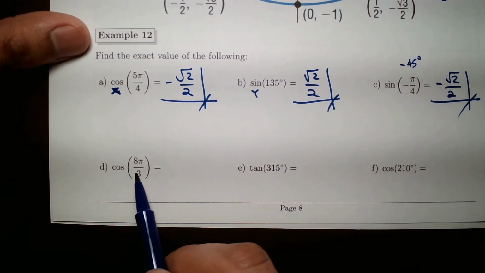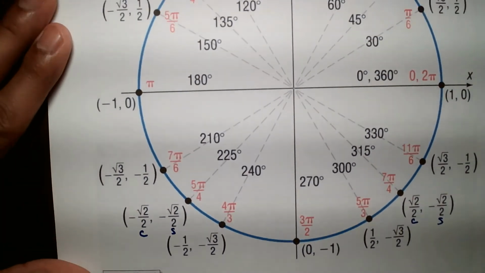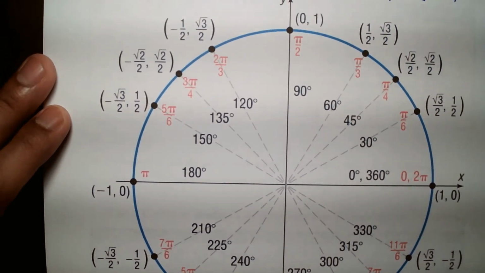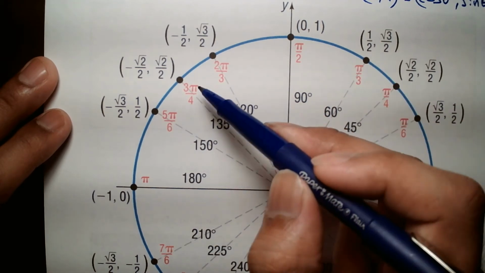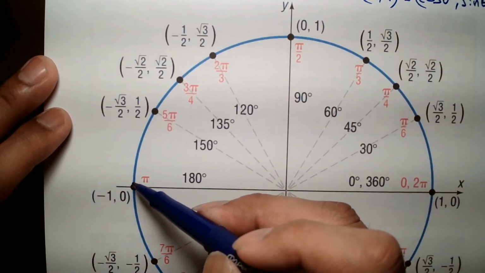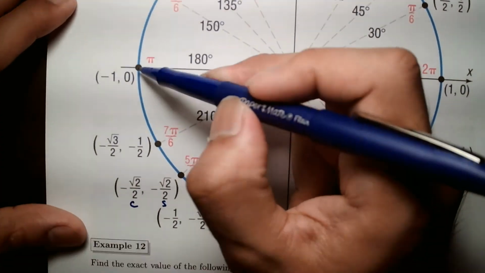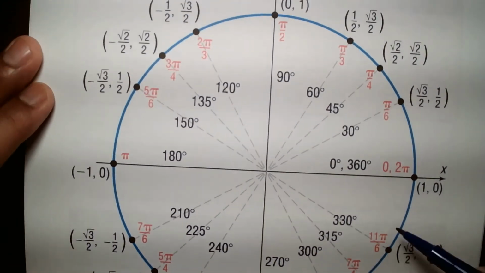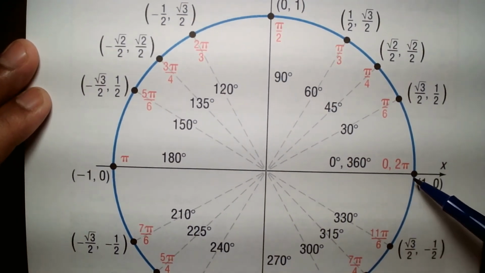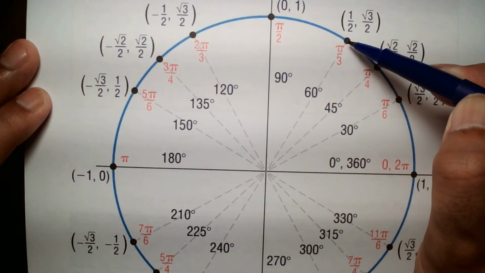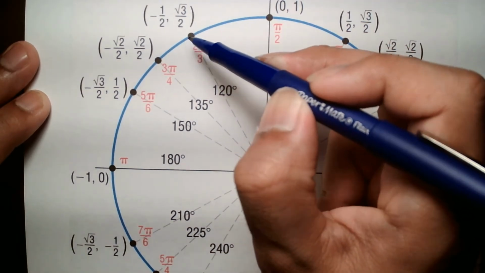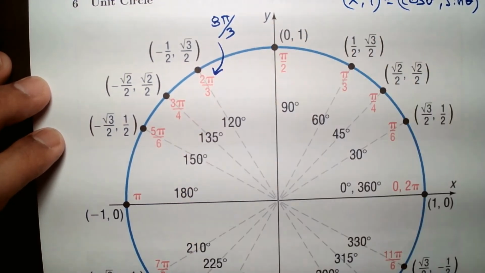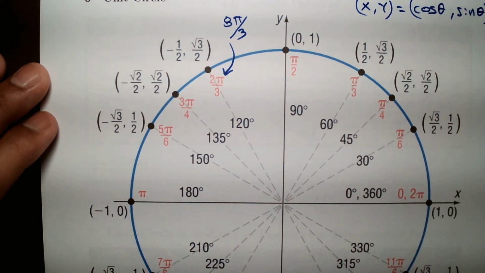Cosine of 8 pi over 3. Well, be very, very careful with this one. So 8 pi over 3. In this case, this is pi over 3, 2 pi over 3, 3 pi over 3, which is simply pi, 4 pi over 3, 5 pi over 3, 6 pi over 3, which reduces to 2 pi, 7 pi over 3, 8 pi over 3. So this is really 8 pi over 3 right here, right? That's what you want to look for.